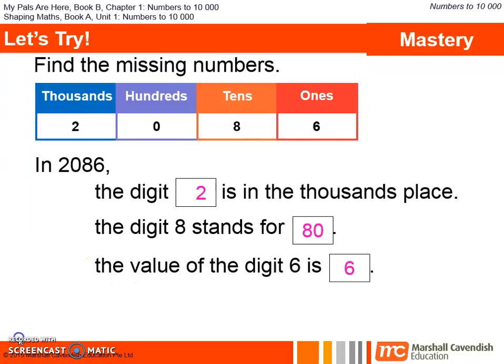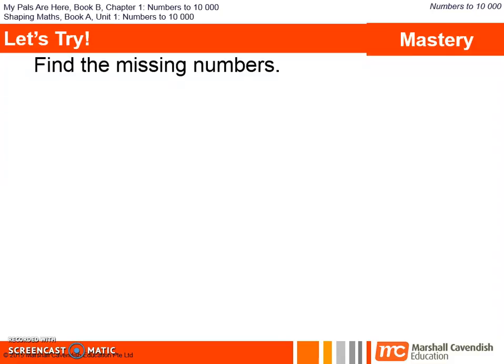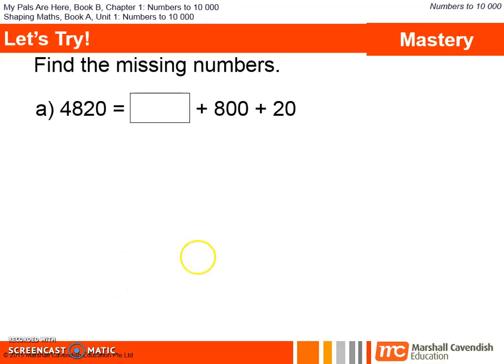Okay, let's move on. Now under value, we will also be looking at how to use expanded notation. So let's get on with an example. Here we have the number 4820. So 4820 is equal to what plus 800 plus 20? What could be the value that we're looking at here to fill in the box? So what is the digit that's missing?